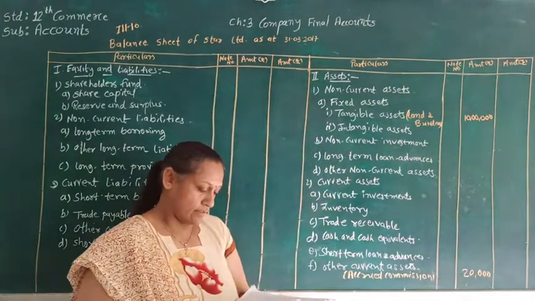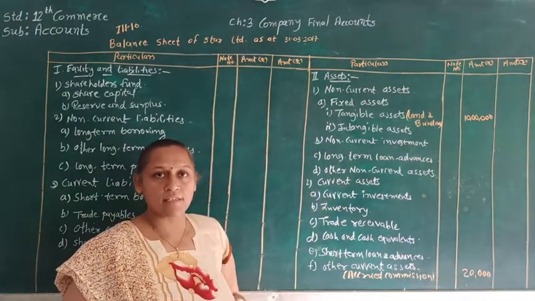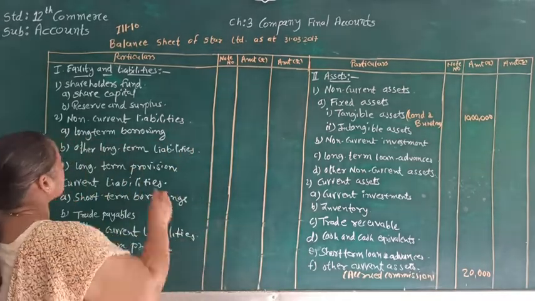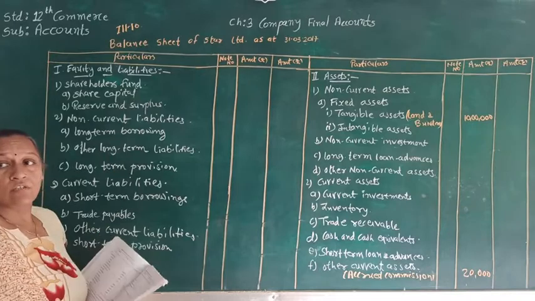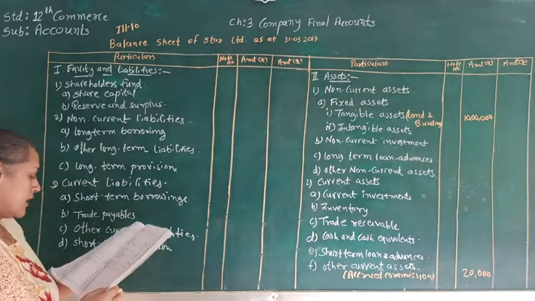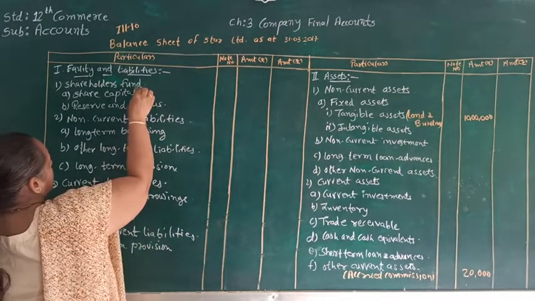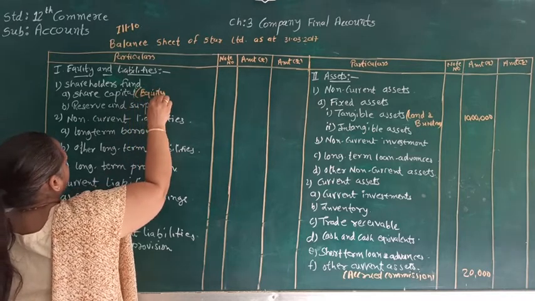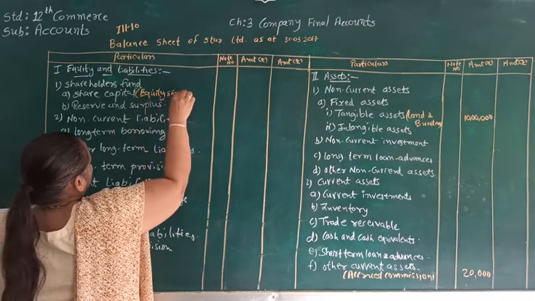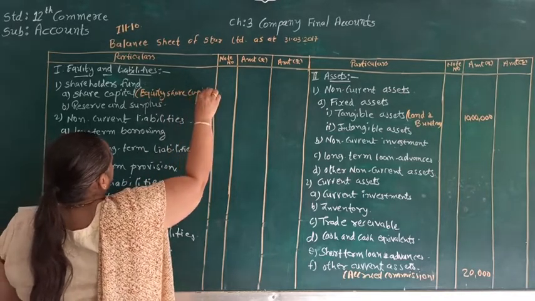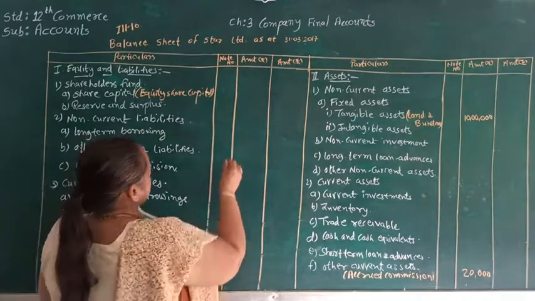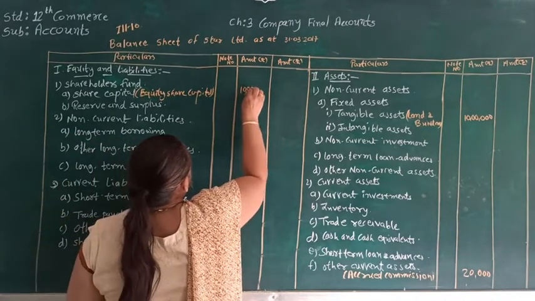After that, the next thing given to us is equity share capital. And equity share capital, as we know, is share capital. So that's supposed to be written here. Equity share capital. And the amount of equity share capital is 10 lakh.